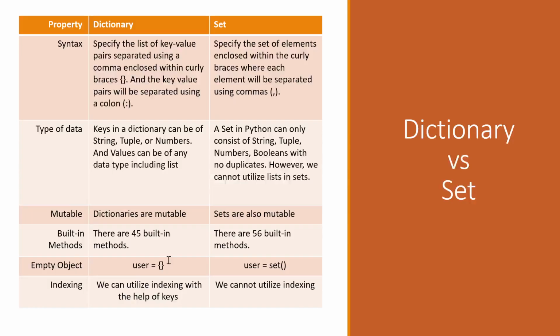Now let's move forward. So if I talk about built-in methods, there are 45 built-in methods for dictionary, and for sets there are 56 built-in methods. Now after this, the main difference comes when we want to define any empty set or dictionary. So I will move back to my Jupyter notebook.